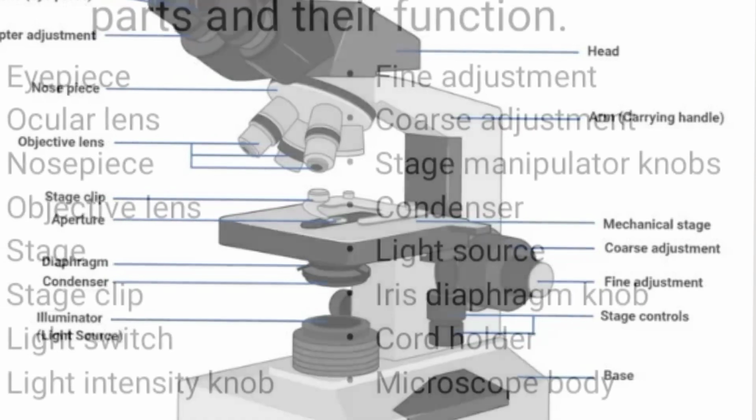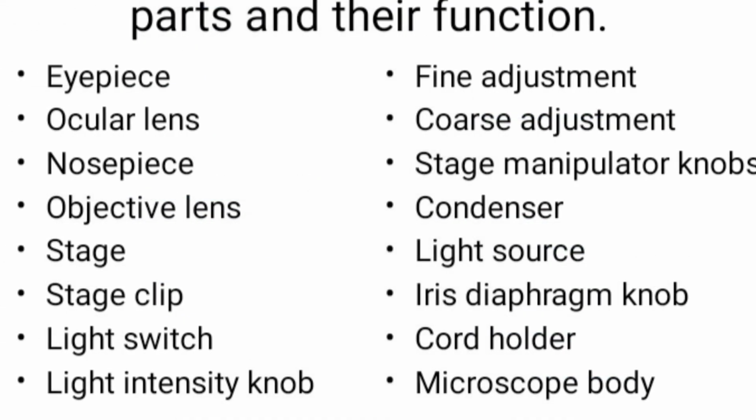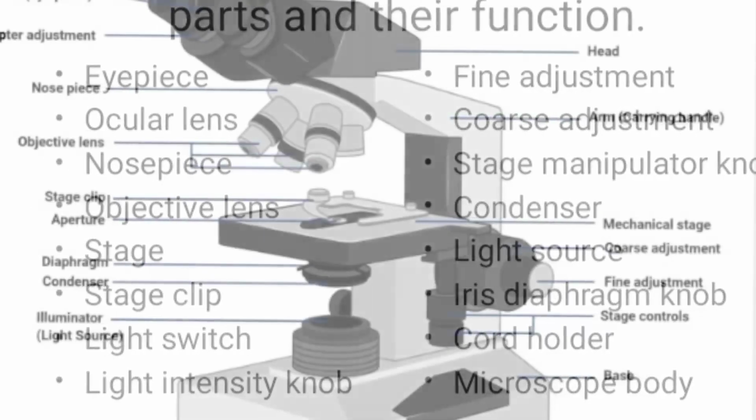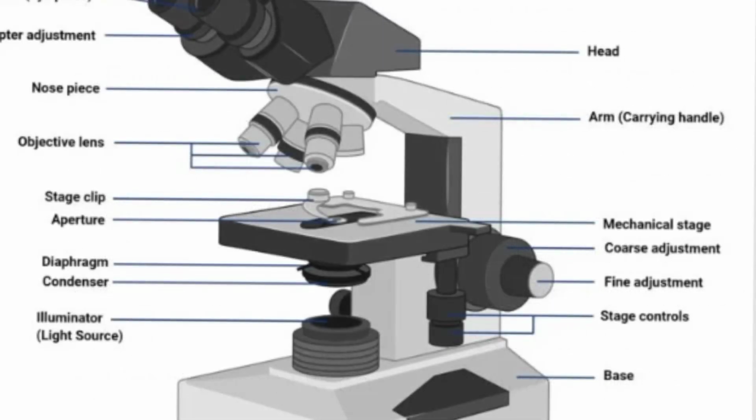The condenser. Location: located beneath the stage. The condenser is a lens system that focuses light from the light source onto the specimen. It enhances the resolution and clarity of the observed image by providing a concentrated and uniform light source.